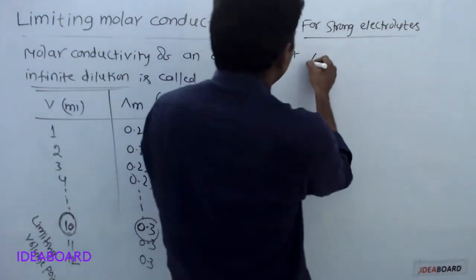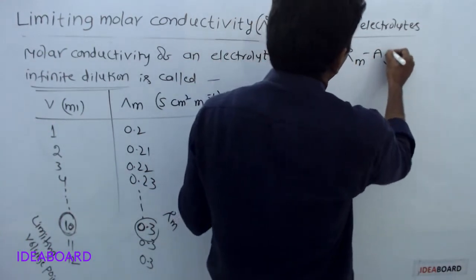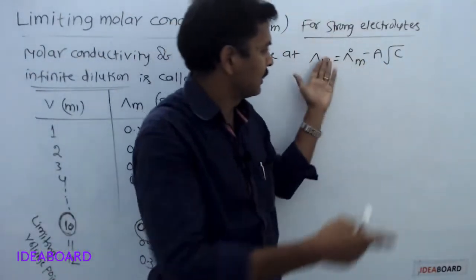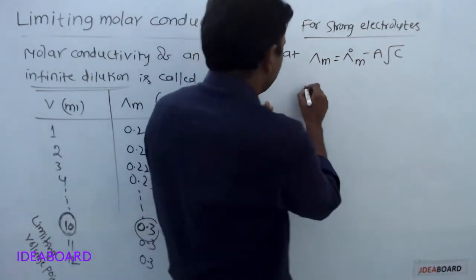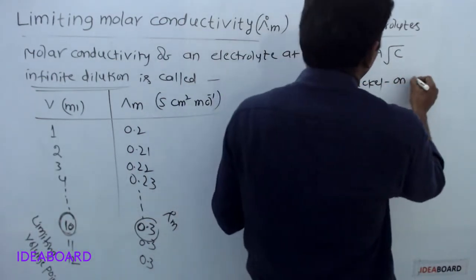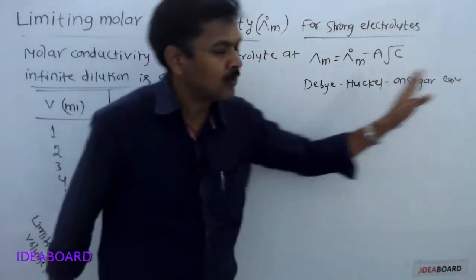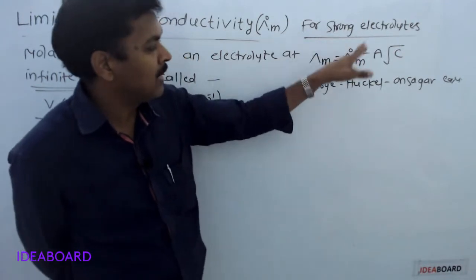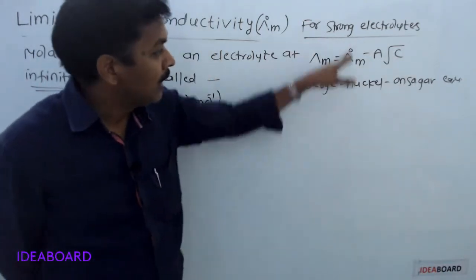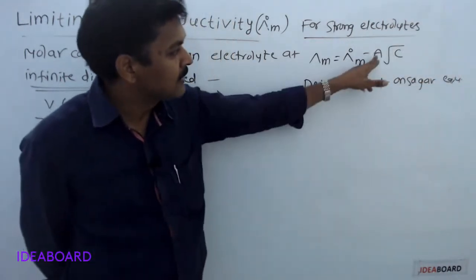This can be explained by using this equation: lambda m is equal to lambda naught m minus a into root of c. This is called the Debye-Huckel-Onsager equation. Here lambda m is molar conductivity, lambda naught m is limiting molar conductivity, c is concentration, and a is a constant.